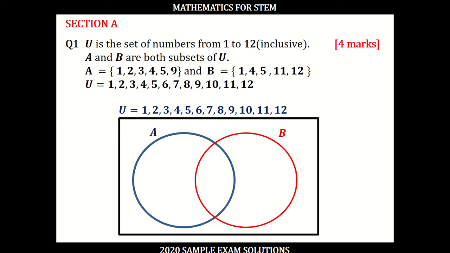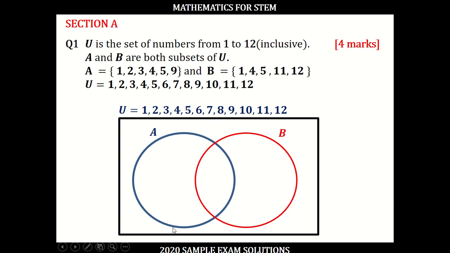A includes the numbers 1, 2, 3, 4, 5 and 9. B includes the numbers 1, 4, 5, 11 and 12. U is the universal set which contains the numbers 1, 2, 3, 4, 5, 6, 7, 8, 9, 10, 11 and 12. So the universal set is represented with a rectangular box, and inside this rectangular box we should have the elements 1, 2, 3, 4, 5, 6, 7, 8, 9, 10, 11 and 12.